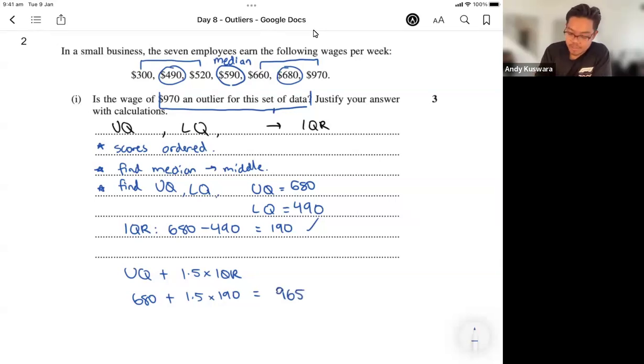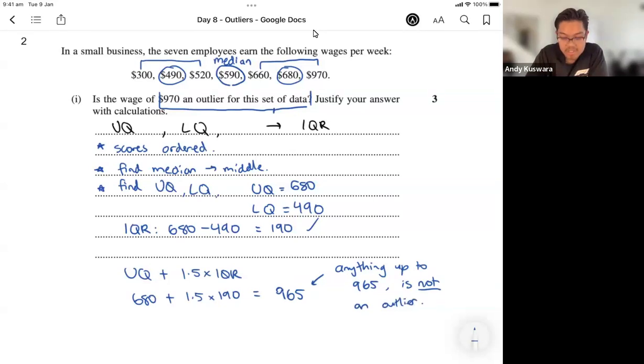So what it's saying with this number is anything up to 965 is not an outlier, and anything over is. You can see that 970 is just a little bit over. Therefore, 970 is an outlier, and we've got the calculations to prove it. Okay, there you go. Hope that helps.